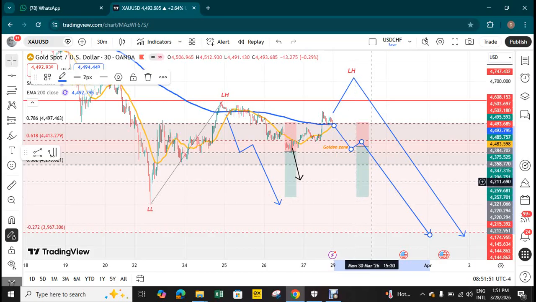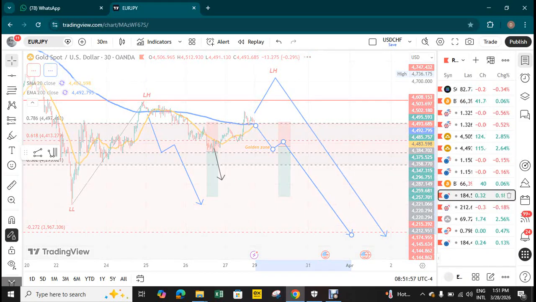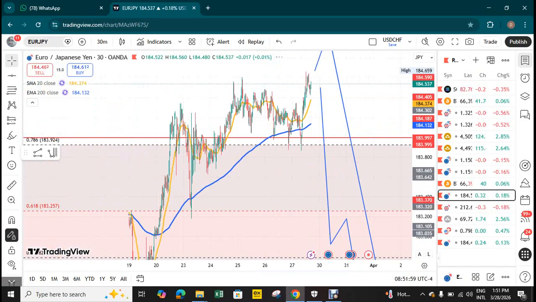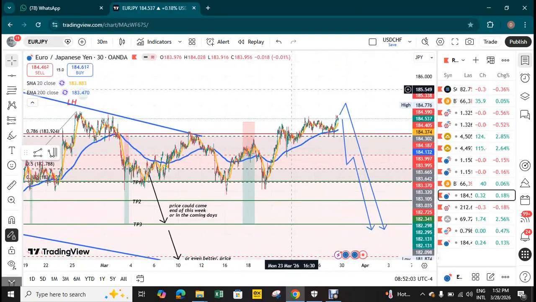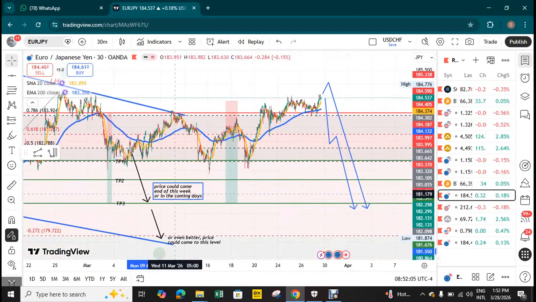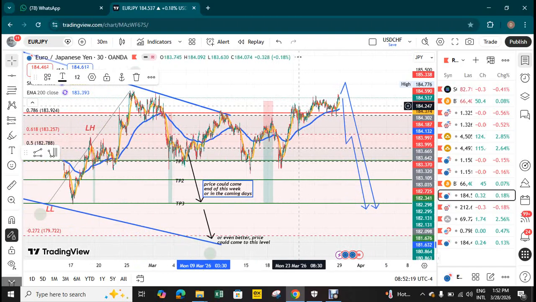So now we're going to go into Euro JPY. Let's see Euro JPY. Okay, Euro JPY, what do we have here? Euro JPY is still very much in a very, very bearish downtrend movement. I said this early in March, early first week, but we are yet to see something happen. We saw our TP1 taken out, but TP2 has not been taken out yet, which is fine.